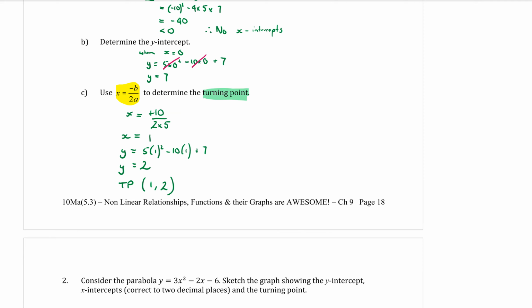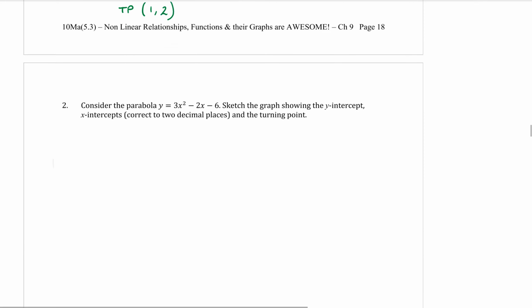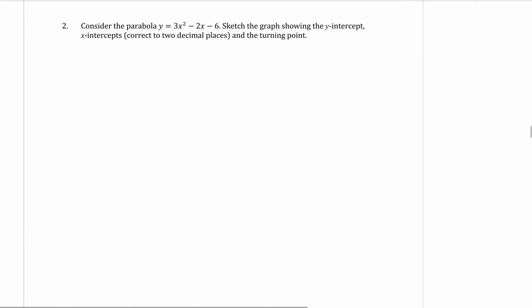All right, on to the next page. Question number 2 says, consider the parabola y is equal to 3x squared minus 2x minus 6. Sketch the graph showing the y-intercept, the x-intercepts, correct to 2 decimal places, and the turning point.